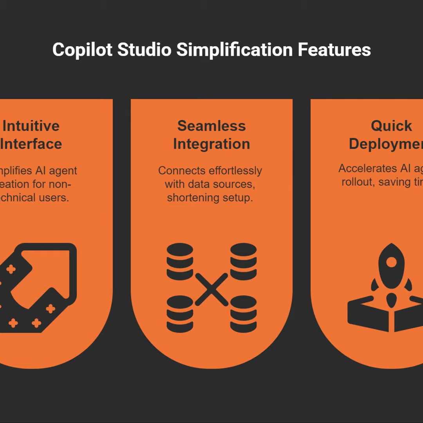What if it didn't just answer questions, but could also complete tasks for you? That's where actions come in. Actions, turning your agent into a doer. How can your AI agent go beyond just answering questions to actively completing tasks? This is where Copilot Studio's Actions feature changes the game.